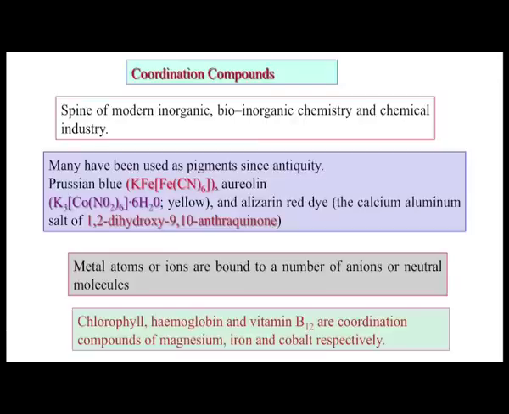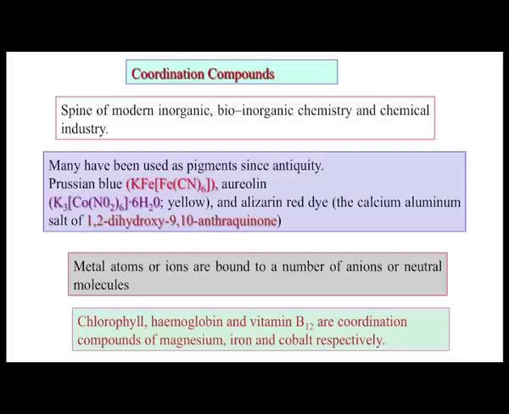Similarly, vitamin B12 is also a very interesting coordination compound, where cobalt is present, and it is not only a naturally occurring bioinorganic coordination compound, but also has a metal-carbon bond. So, it is a bioorganometallic compound also. So, vitamin B12 is a bioorganometallic compound of cobalt.